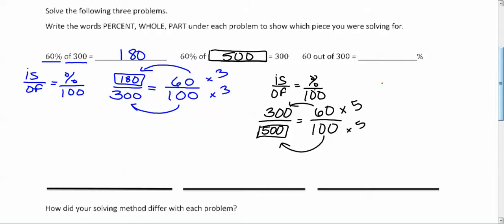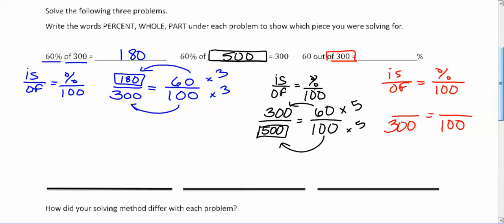All right, is over of equals percent out of 100, and then we know percents are out of 100. All right, so 60 out of 300. So of 300, that's going to go on the bottom. We don't know the percent in this case. And we know it's 60 on top there. So to get from 100 to, oops, I don't want to go that direction. I want to go from the completed side to the incomplete side.